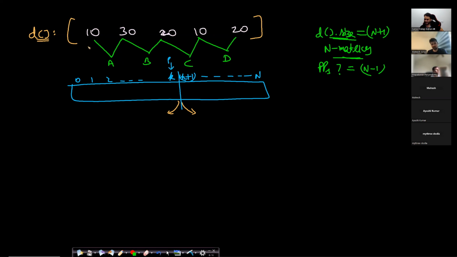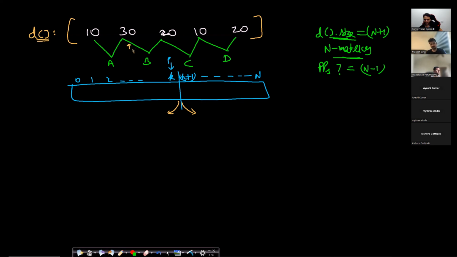Have you guys implemented merge sort, or do you know how to implement merge sort? Merge sort, quick sort, all these things. Okay. Yes, Surya. If you have implemented it, then it uses a similar kind of code. What it does is it will go from L to R.